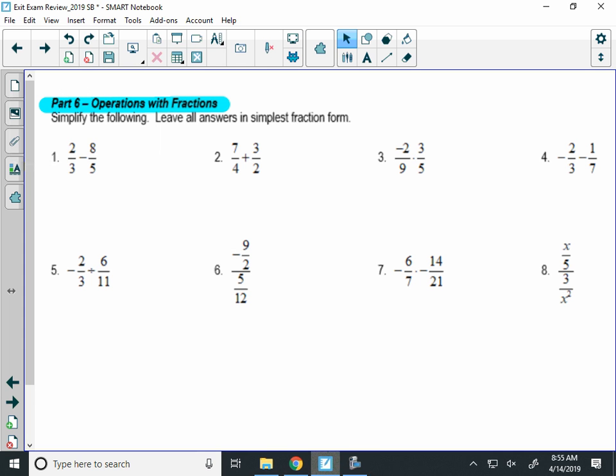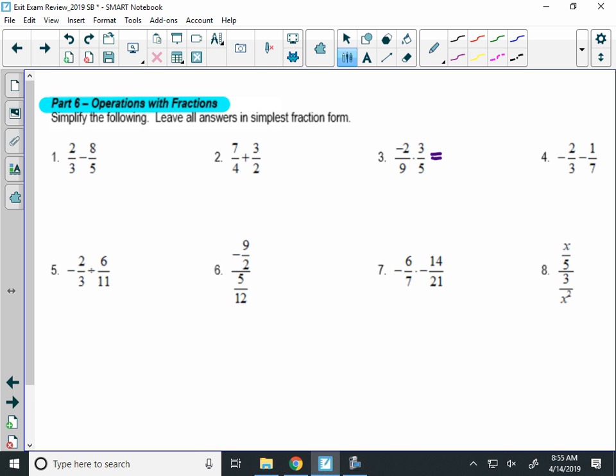Fractions, everybody's favorite. I'm going to start with number 3. Let's talk about multiplying. We'll do 3, 7, we'll kind of go in our own order. Multiplying is the easiest because you do not need a common denominator in order to multiply fractions together.